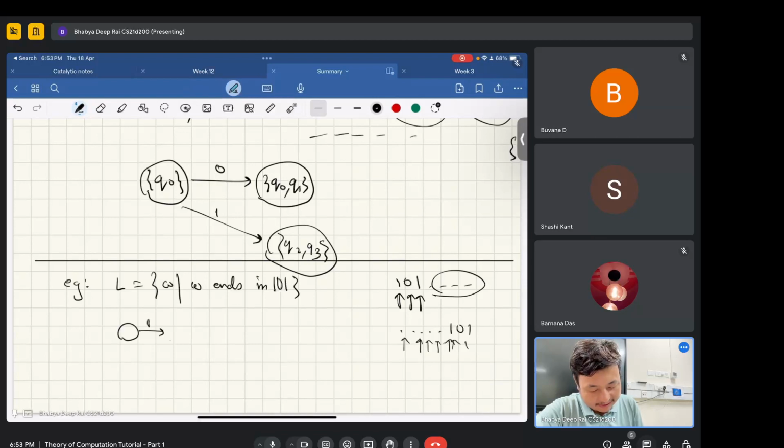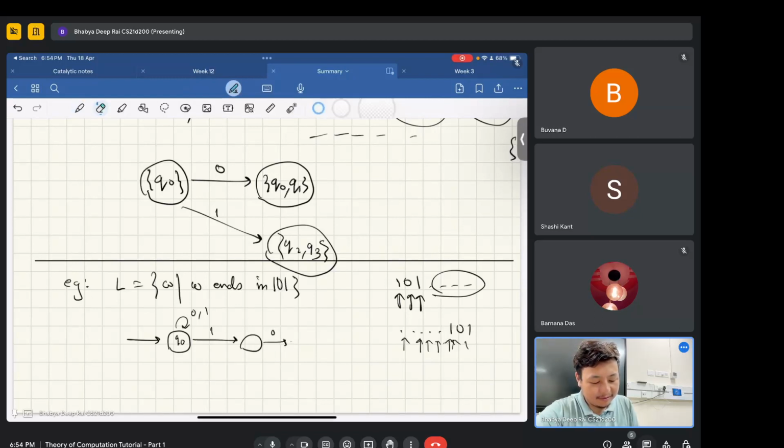if I see a 1, then a 0, then a 1, then I land in the final state, and if I see another symbol, it means I have not seen the end yet. And if I see, for example, a 0, I move to this state. If I see a 1, then I move to some other state, and so on. But all this hassle is not there. All I need to do is, on 0 or 1, I stay in Q0, and then 1, 0, 1, and this is the final state.